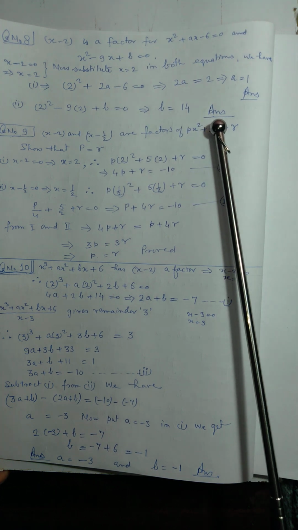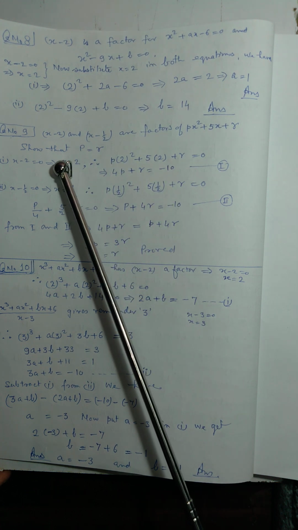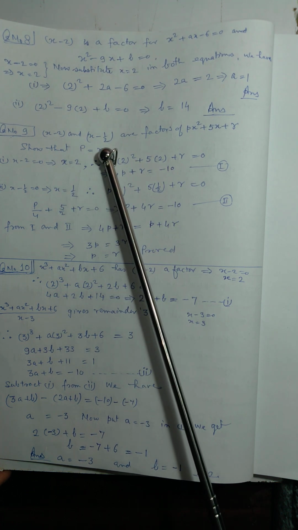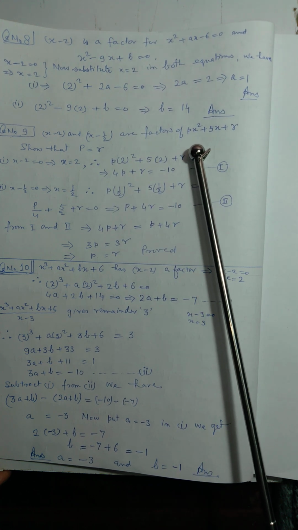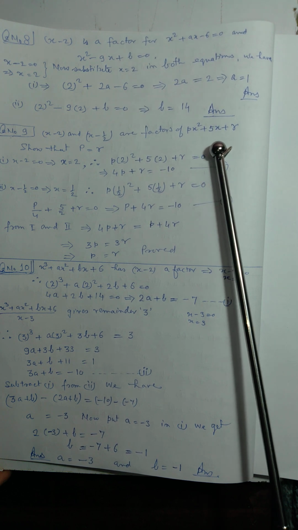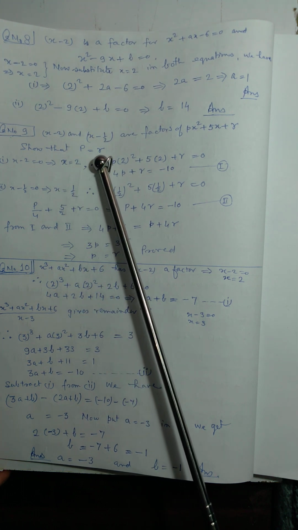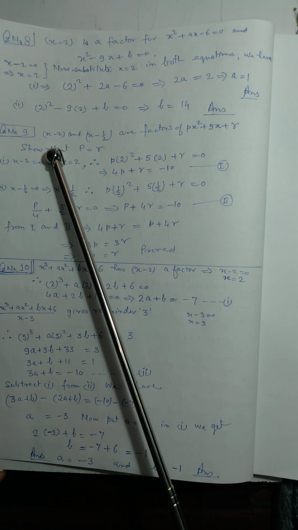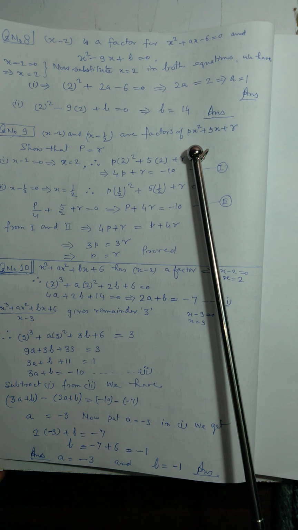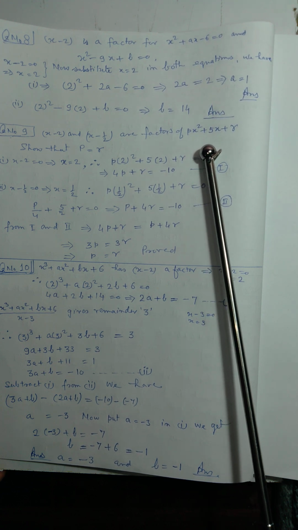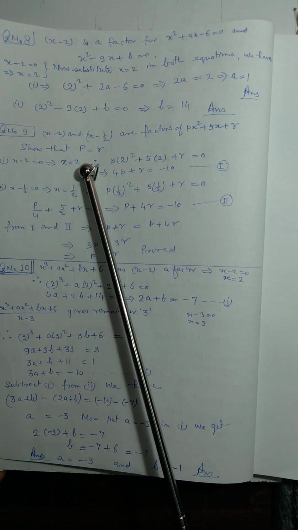This will be the second answer of question number 8. Now proceed to question number 9. x minus 2 and x minus 1 by 2 are the factors of px square plus 5x plus r, so that we have to prove that p is equal to r. I read the question again. x minus 2 and x minus 1 by 2 are the factors of px square plus 5x plus r, so that p is equal to r.